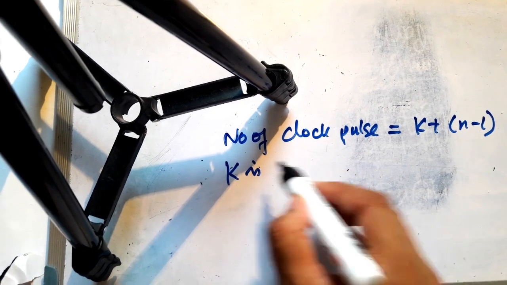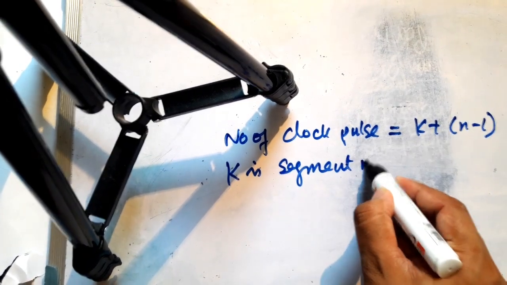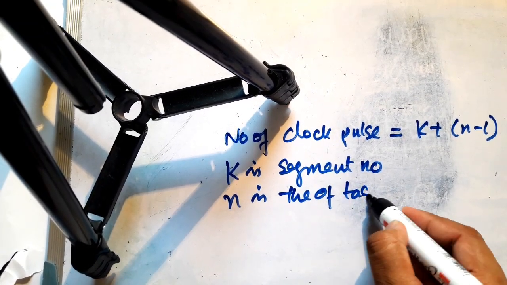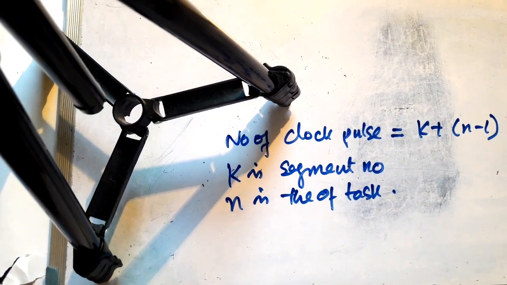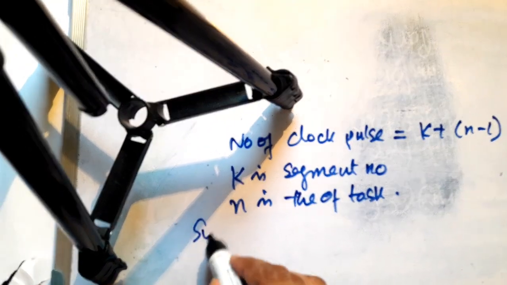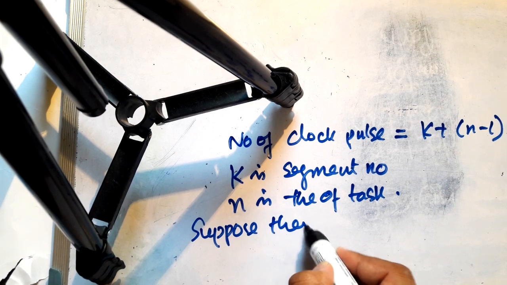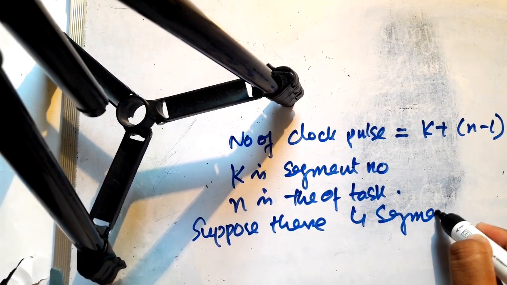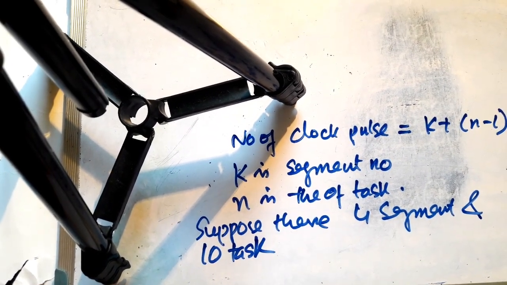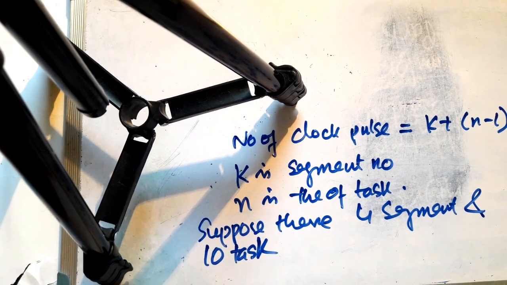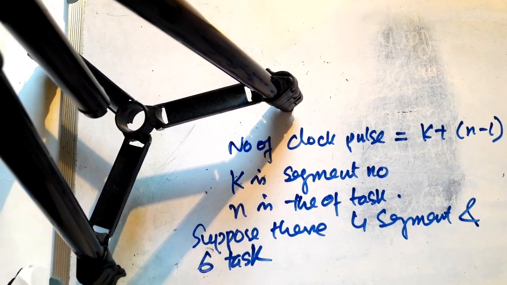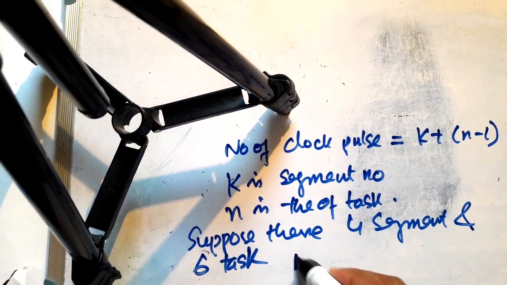where k is the segment number and n is the number of tasks in the pipeline system. The number of clock pulses equals k plus n minus 1. Suppose there are 4 segments and 6 tasks, then the number of clock pulses can be easily found.